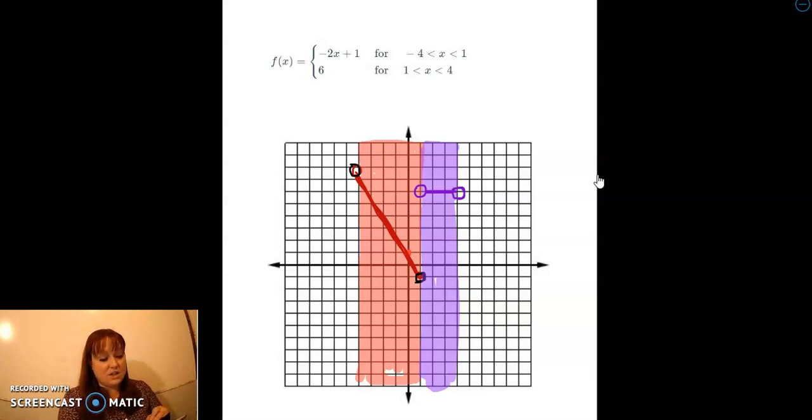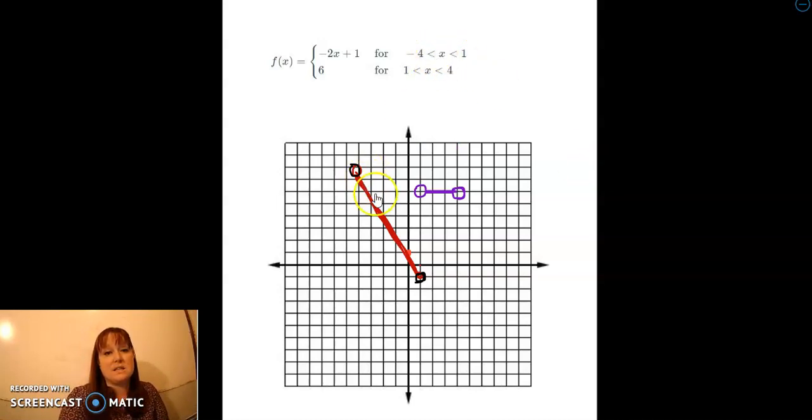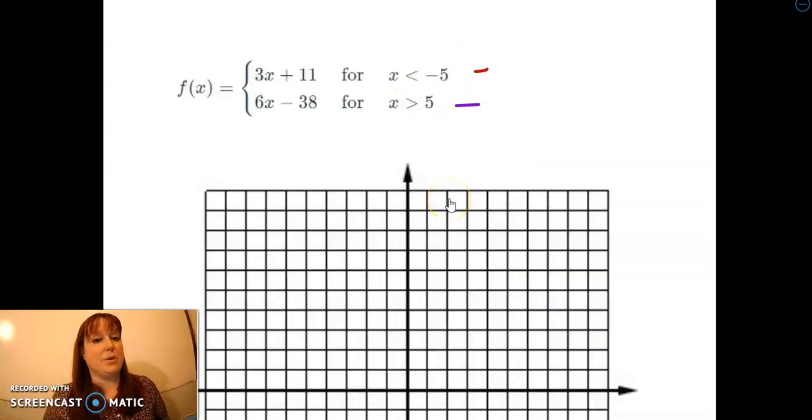Now I have a piecewise function. I can erase my highlighting. And this is my piecewise function because from -4 to 1, I see this function, and from 1 to 4, I see this function. Let's try another one. So the first function is going to be my red function. The second function is going to be my purple function. Let's go ahead and graph them.